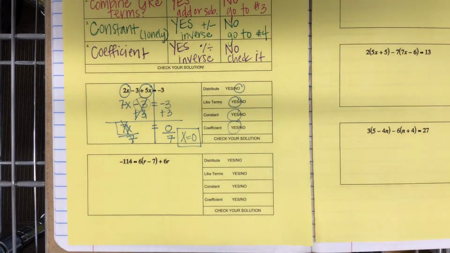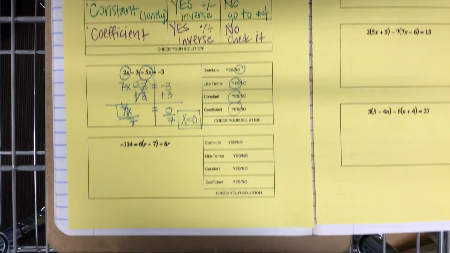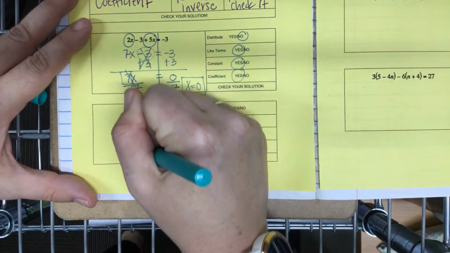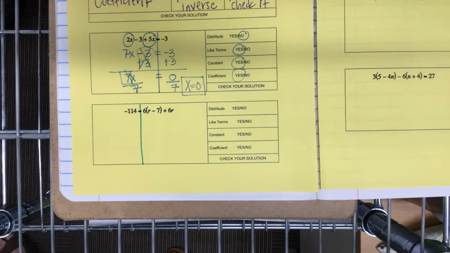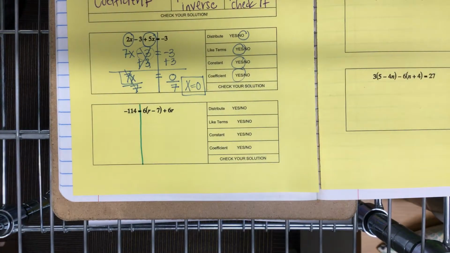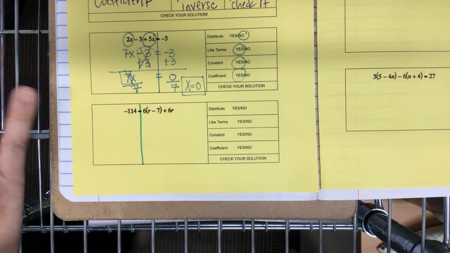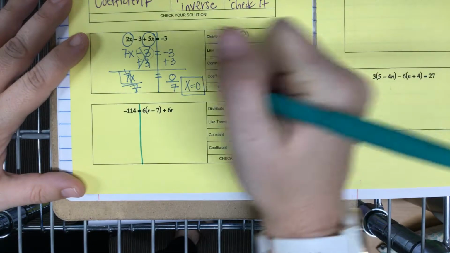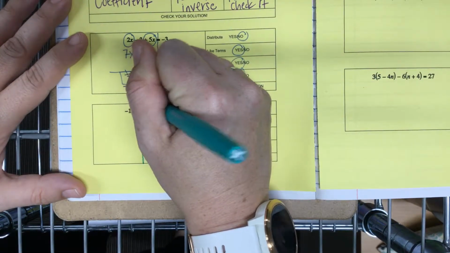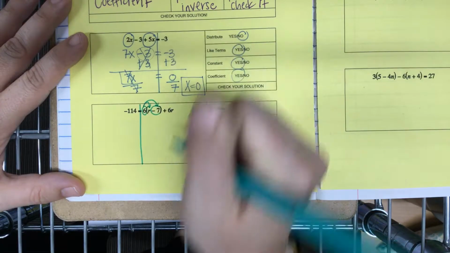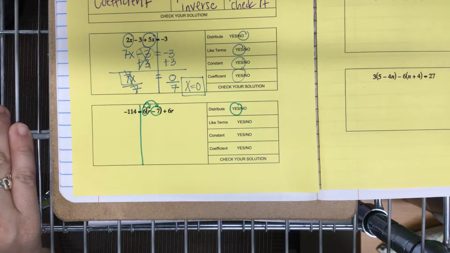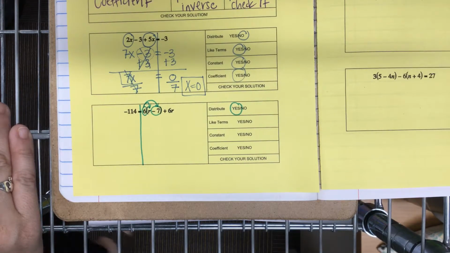Let's do the next one. Again, it's walking us through the problems. Before I start, I'll draw my line. Question number 1, do I need to distribute? How do you know if you need to distribute? Are there parentheses? Yes. So I'm going to take that 6 and multiply it inside, because there are parentheses. I always do my parentheses first. That's my rule.